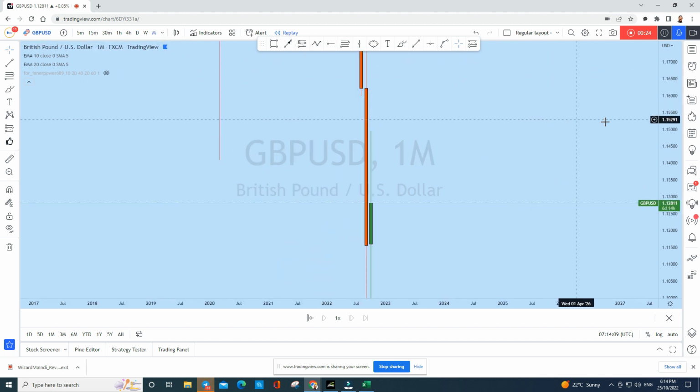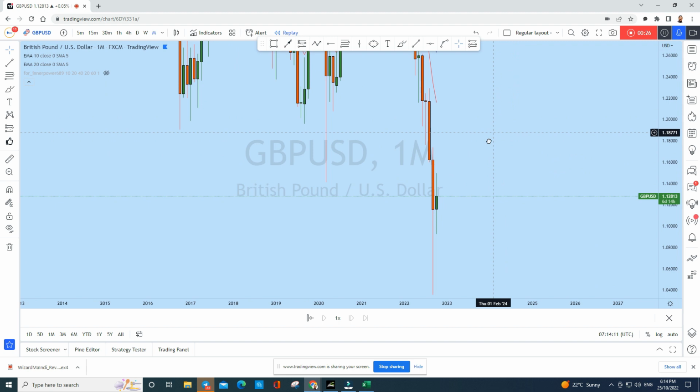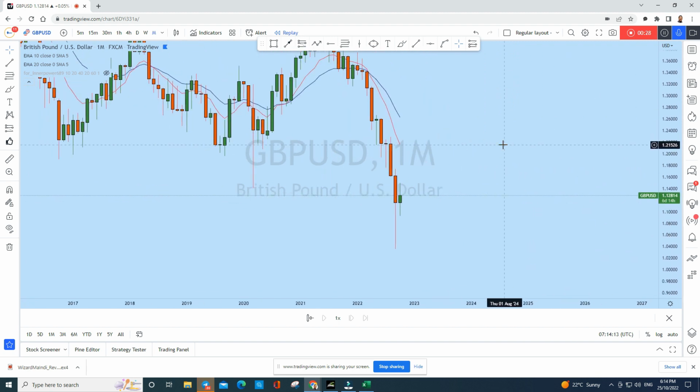First of all, let's begin with the bigger picture, the monthly time frame. On the monthly perspective, we see that British pound US dollar was in a very strong downtrending market, grabbing liquidity from this top. We have seen that British pound US dollar has broken to the downside after this doji, followed by another strong bearish candle.